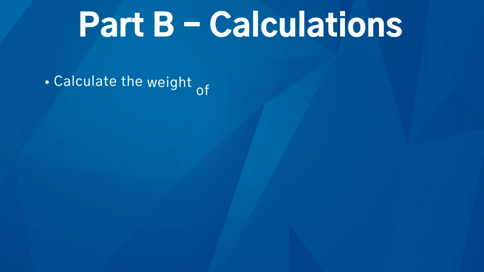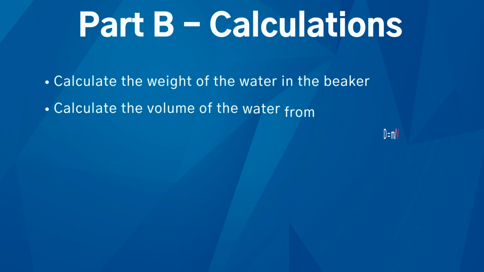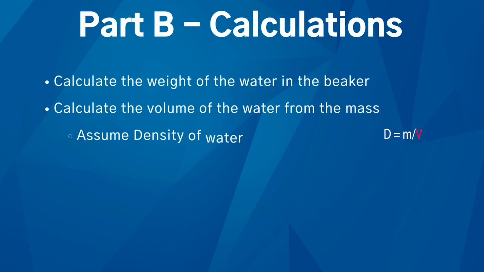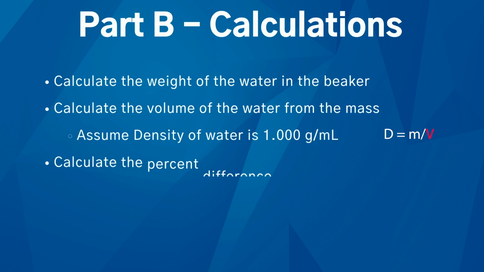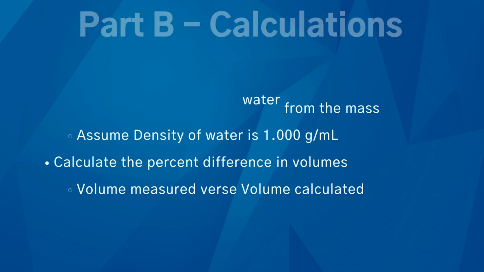Calculations, you're going to use density equals mass divided by volume. You're going to solve that for V, and you're going to use the values for density that are provided in the lab manual, and the mass you just recorded. Calculate volume and then compare that to the volume that you measured visually.